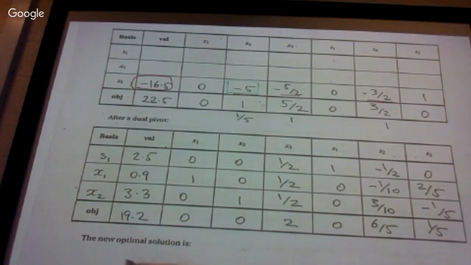So this would give me a new optimal solution, which is X1 is 0.9, X2 is 3.3, X3 is still 0, and the objective is now 19.2.